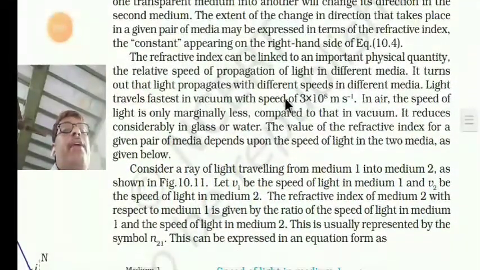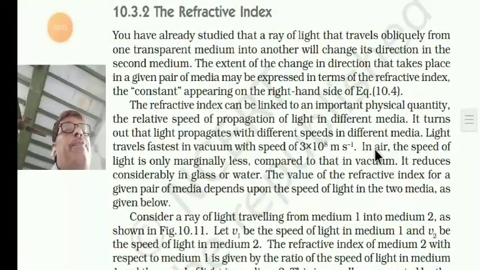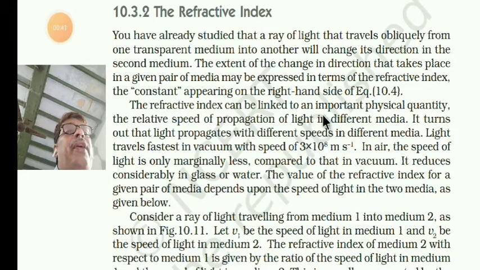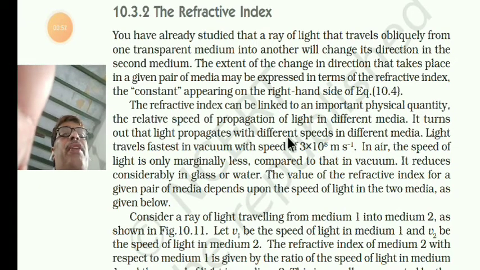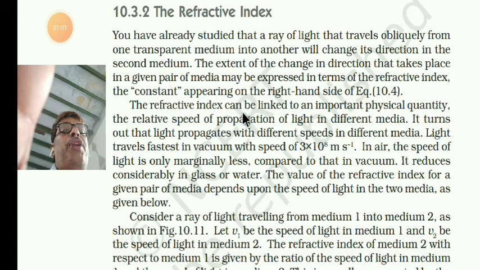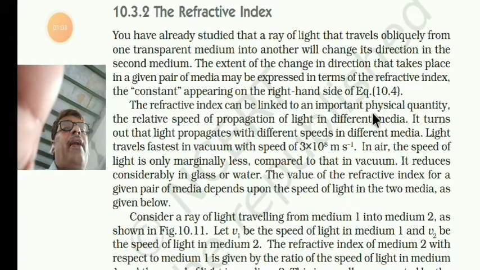The refractive index can be linked to an important physical quantity, the relative speed of propagation of light in different media. See, the refractive index is linked to the speed of propagation of light. So it depends upon the speed of the propagation of the light in the different media. It turns out that light propagates with different speeds in different media.